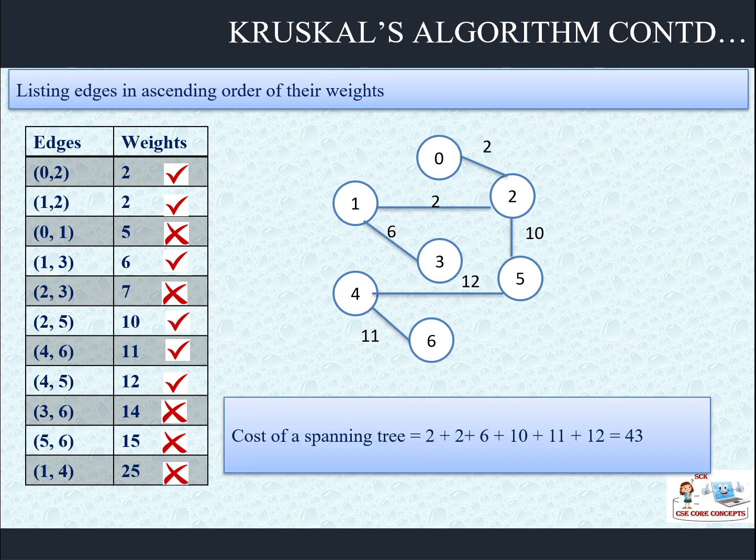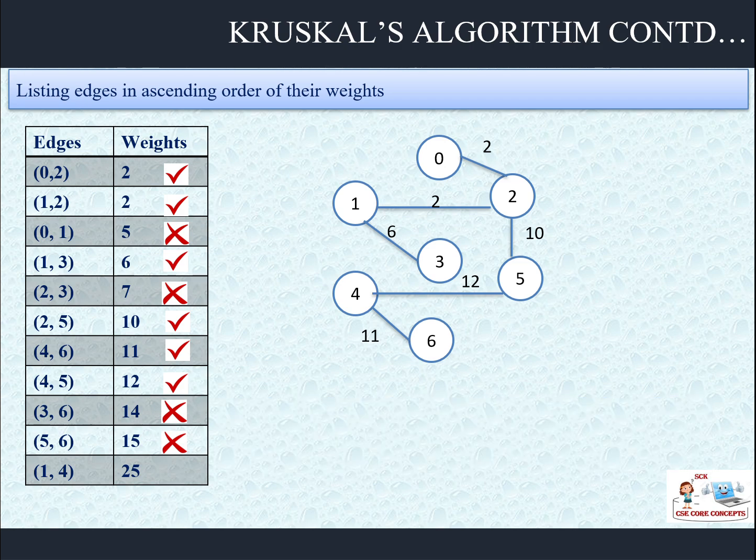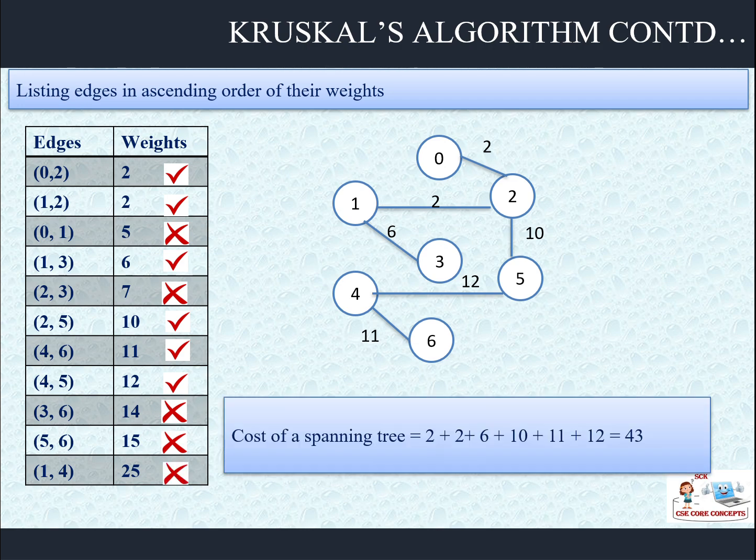1 to 4. 1 to 4, of course, never. Why not 1 to 4? Because 1 to 4, 4 to 5, 5 to 2, 2 to 1, 1 to 4. Again they will form a cycle. So these edges are not to be added. Understood everyone? It will form a cycle, so we will remove it.